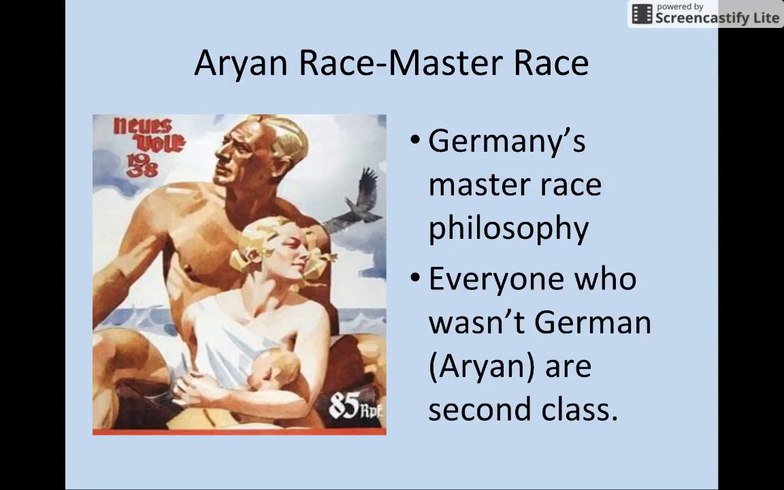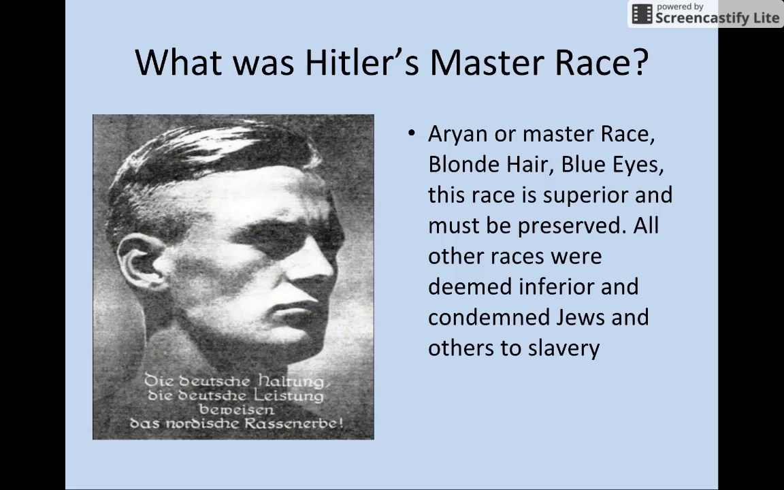Everyone who wasn't German or Aryan was in what's called the second class. So if you take a look at the photo, this would be another example of what an Aryan person would look like. And they were the master race, blonde hair, blue-eyed. They were superior. They must be preserved. And all other races, including the Jewish race, were deemed inferior and should be either slaves or killed.